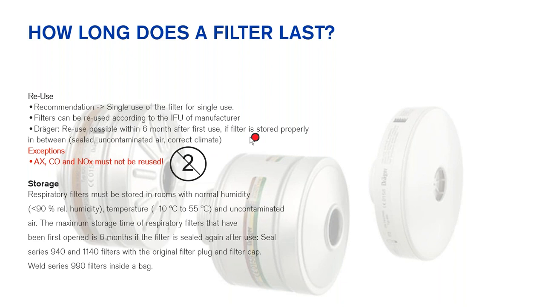So what do we mean by this? Once you use it the first time, it has to be stored in a room with normal humidity, which is less than 90% humidity. In Singapore, we are actually facing more than 90%, sadly. The temperature has to be between negative 10 and 55 degrees, and the storage area must be uncontaminated. With that, you can reuse it within 6 months after the first opening. Anything above 6 months, you cannot reuse it again.